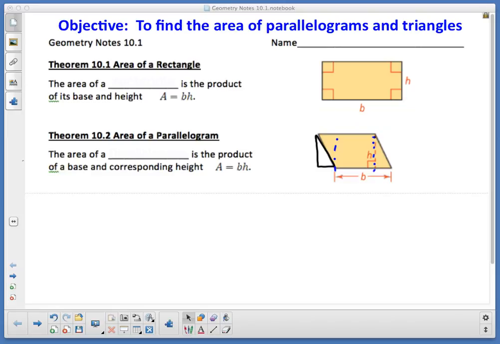Okay, here we go, folks. We've got geometry notes 10-1. Our objective today is to find the area of parallelograms and triangles.